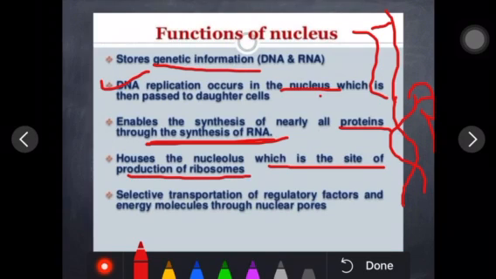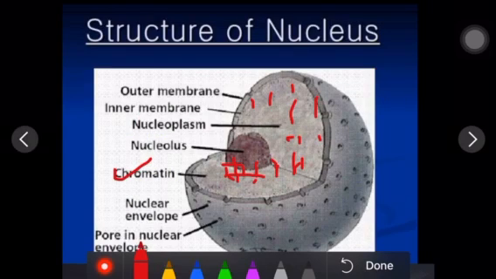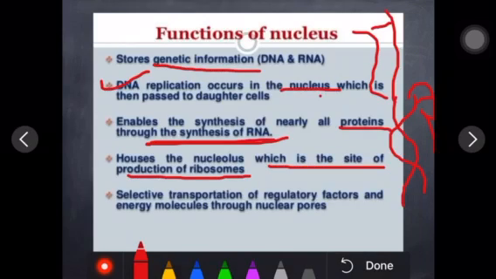Now I would like to tell you, as I showed you, the nucleolus is another feature in the nucleus. You must know the function of the nucleolus. It is the site of production of ribosomes. It means the nucleolus helps to synthesize ribosomes. Please learn it. And the nucleolus is found in the nucleus.